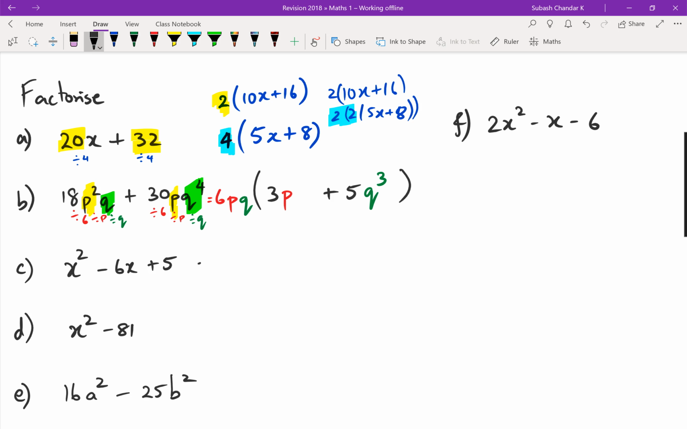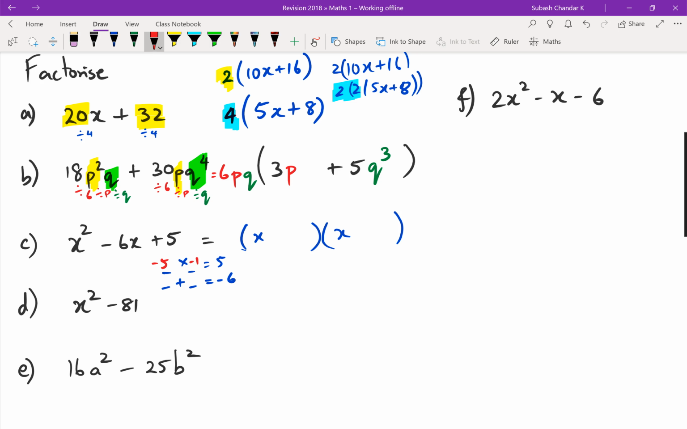Okay. Having a look at C. Now C is a quadratic, so basically you are looking for two numbers that multiply to positive 5, and the same two numbers also have to add up to negative 6. So I'm going to go through it real quickly here. Negative 5 times negative 1 is positive 5, and negative 5 plus negative 1 is negative 6. So that means this is going to be x minus 5 and x minus 1.